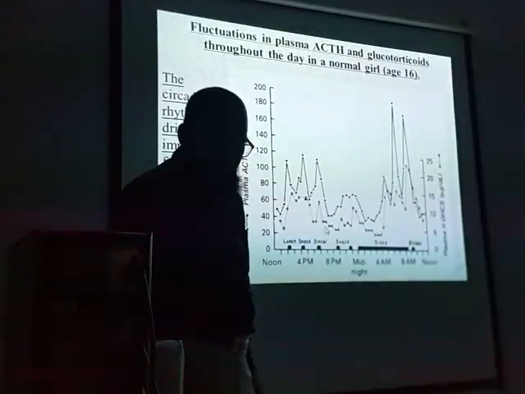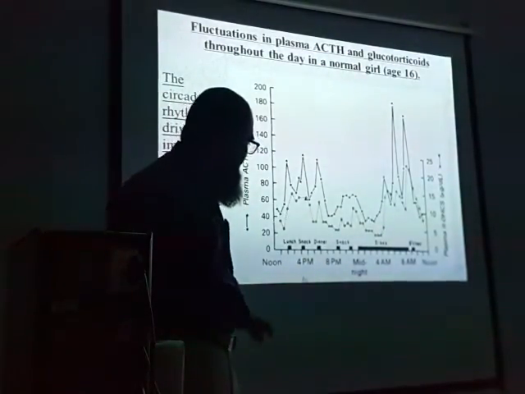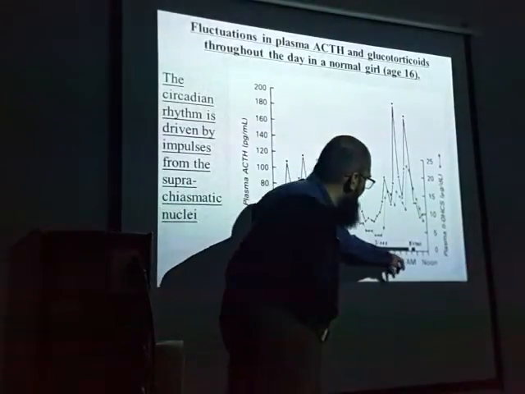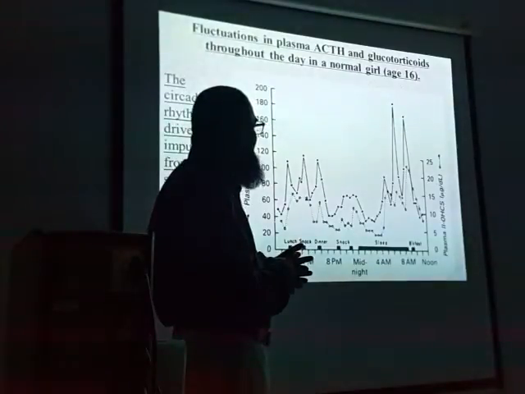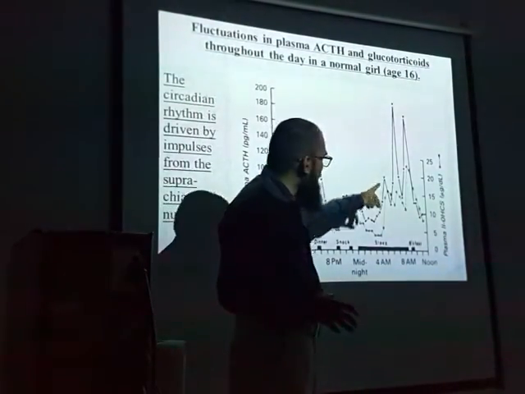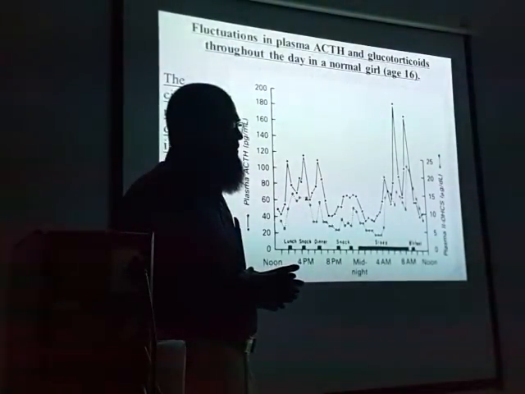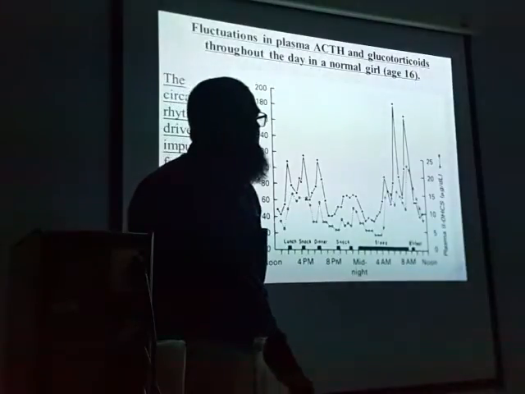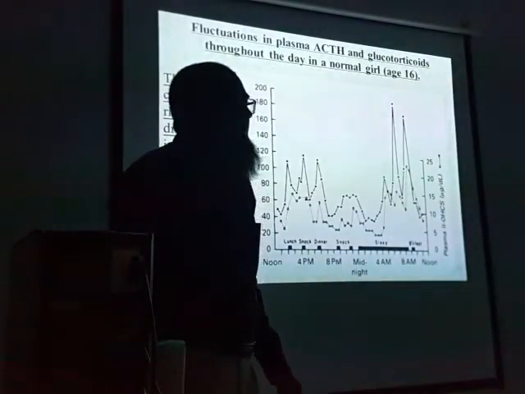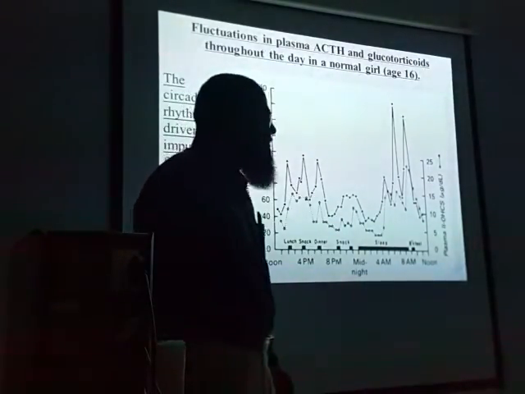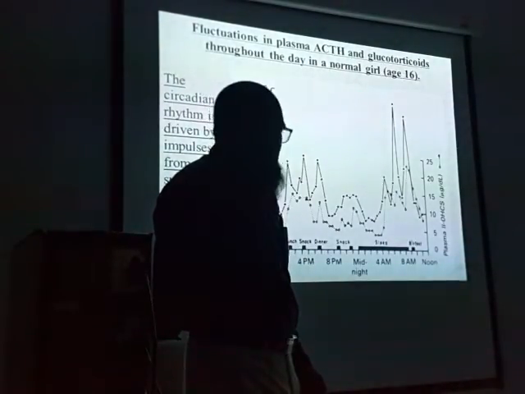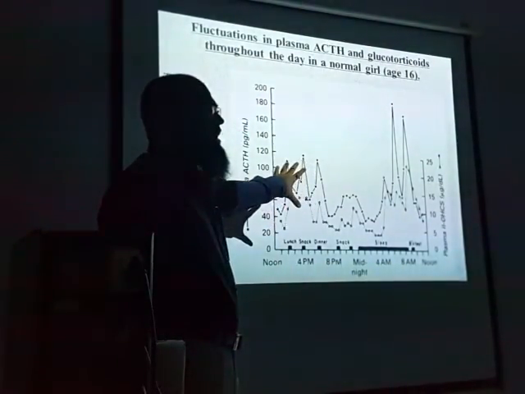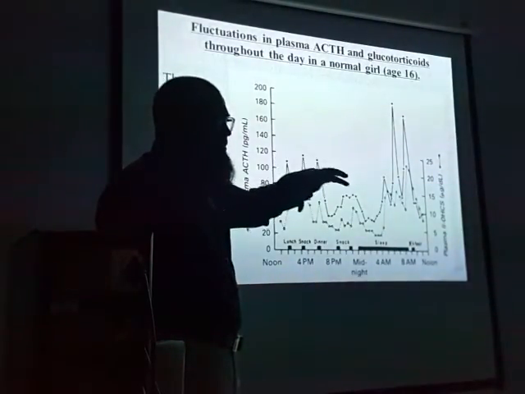This is just showing the diagram of the diurnal variation. This diagram shows 8 a.m. and 4 p.m. in the evening. You see early morning the pulsatile secretion of ACTH is more. But during this period it is less, during sleep also. So this diagram shows that the secretion of cortisol is more in the morning.